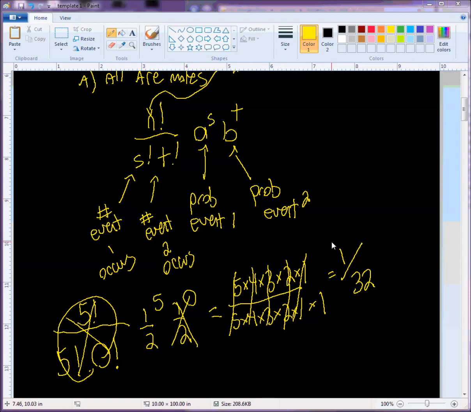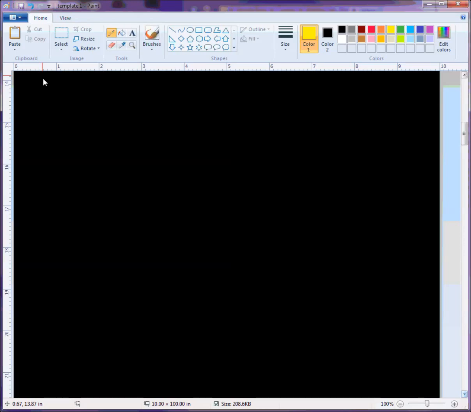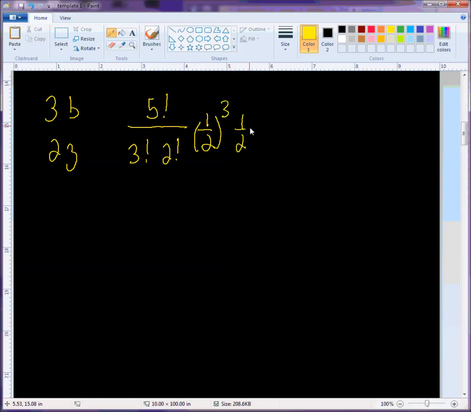So the next question is, 3 are males and 2 are females. So let's take a look at that. We can use the same formula now. So 3 boys, 2 girls. N is going to be 5. It's always going to be 5 because we're working with a family of 5 children here. So 3 factorial for the number of boys, 2 factorial for the number of girls, 1/2 chance of having a boy, 1/2 chance of having a girl.